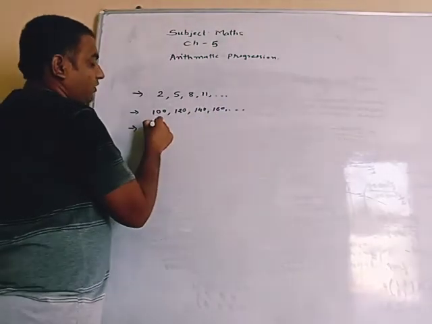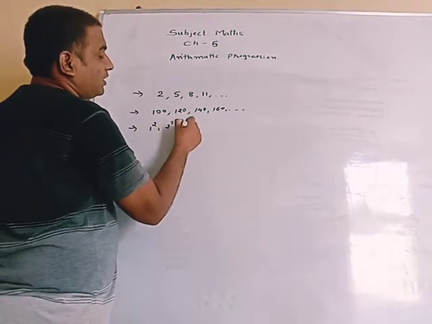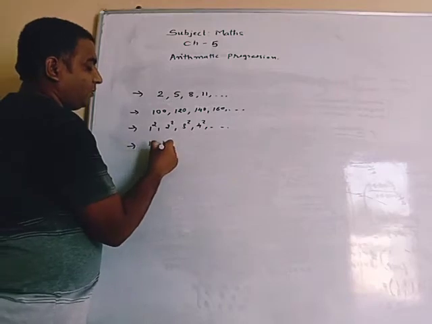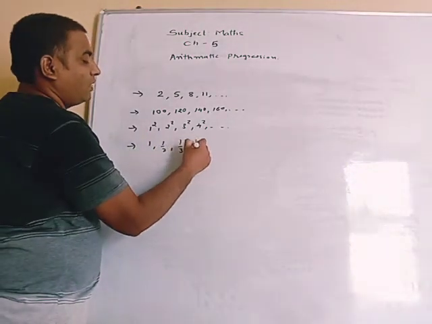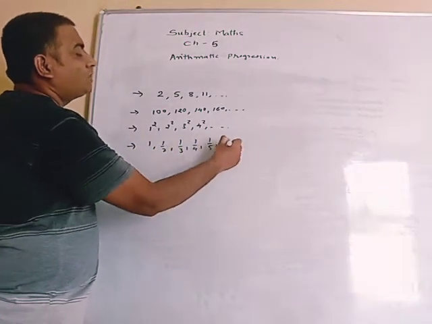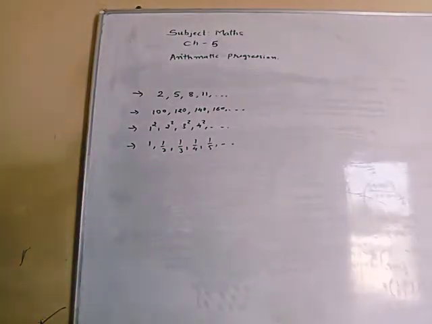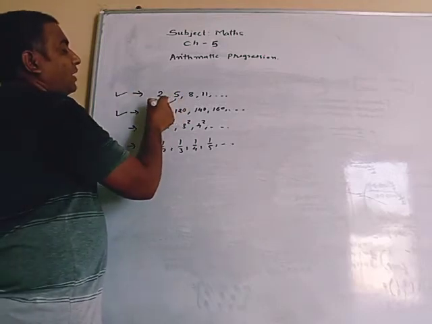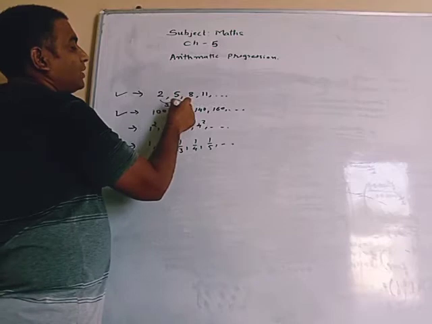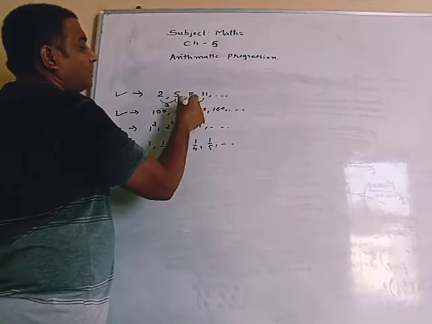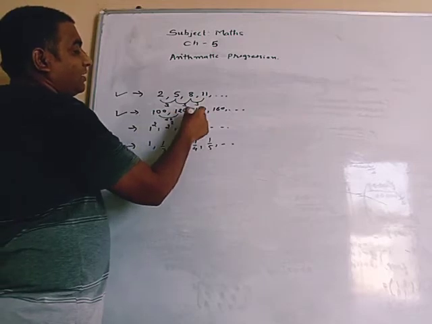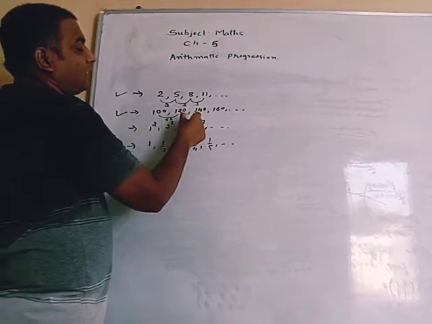We get 1 square, 2 square, 3 square, 4 square. We can write 1 by 2, 1 by 3, 1 by 4, 1 by 5. So in this way we can write many sequences of numbers. Here we can see that in the first two sequences, 5 minus 2 is 3, 8 minus 5 is 3, 11 minus 8 is 3, 120 minus 100 is 20, 140 minus 120 is 20.